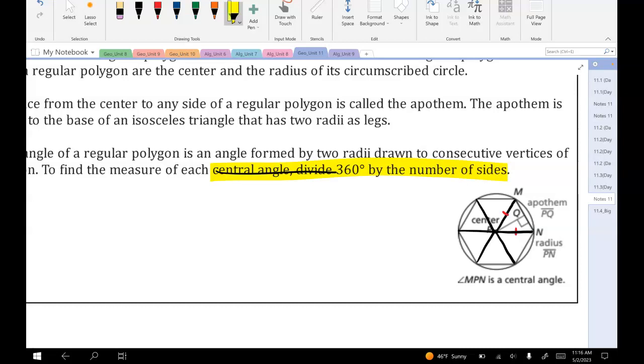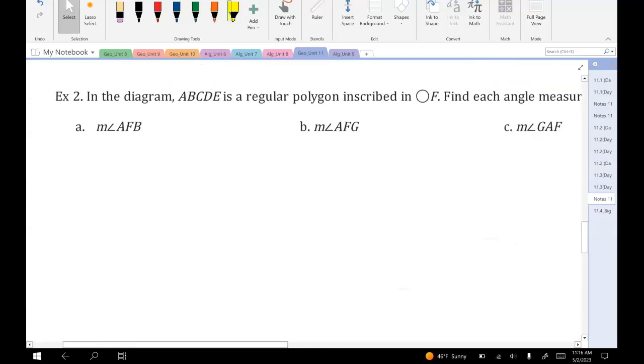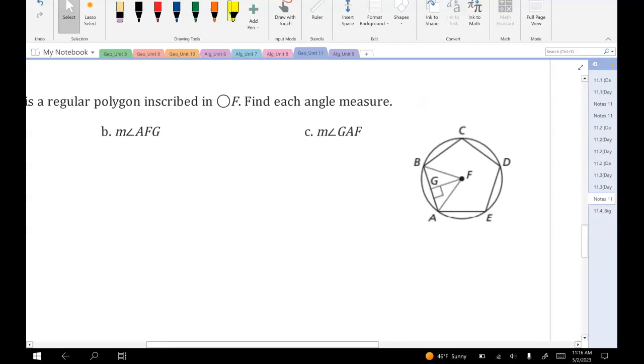All right, we're going to put all that into practice now. It seems like a lot, but it's really straightforward. We flip to the back. In the diagram, polygon ABCDE is a regular polygon inscribed in circle F, and we're going to find each angle measure. First thing is good to know how many sides this is: 1, 2, 3, 4, 5. So it's a 5-sided shape, a pentagon. And we have just 3 angle measurements to solve for.